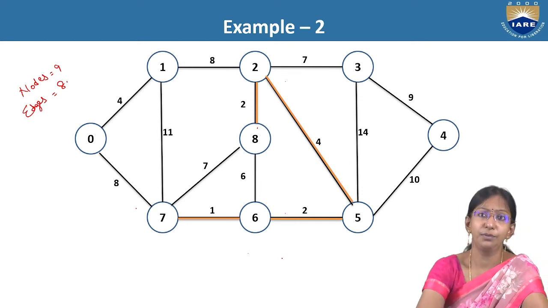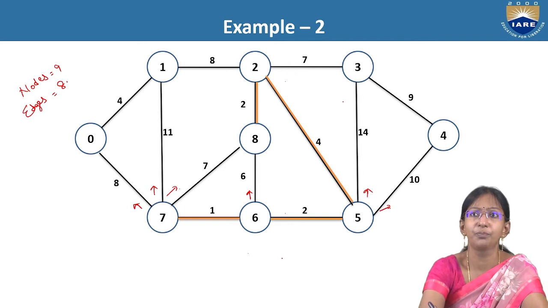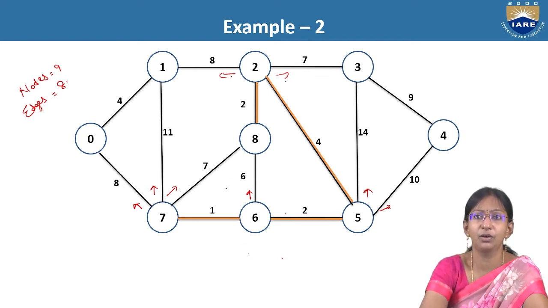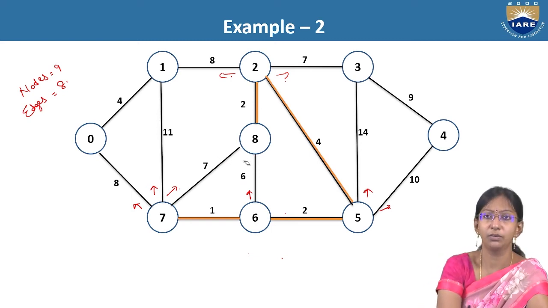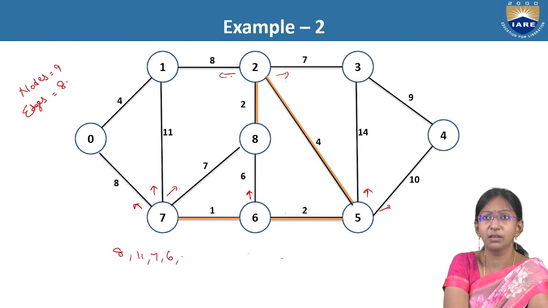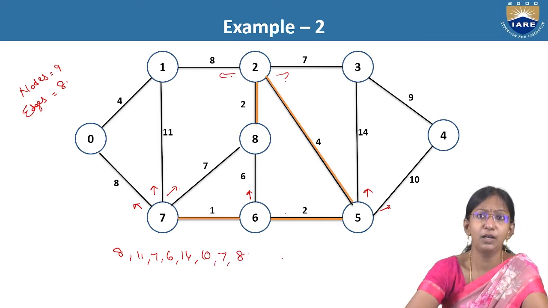Now again start the same process. From 7 I have 8, 11, 7. From 6 I have 6. From 5 I'm having 14 and 10 as the weights. From 2 I have 7 and 8. From 8 I have again a 7 and 6, right? They have already been included, so I'm not going to take duplicate data. So what are the values I have? 8, 11, 7, 6, 14, 10, 7 and 8. This is the data I'm having. The least value is 6.